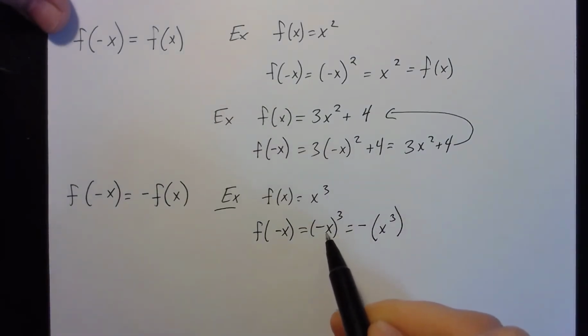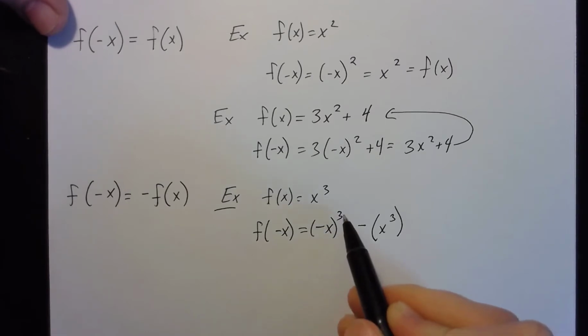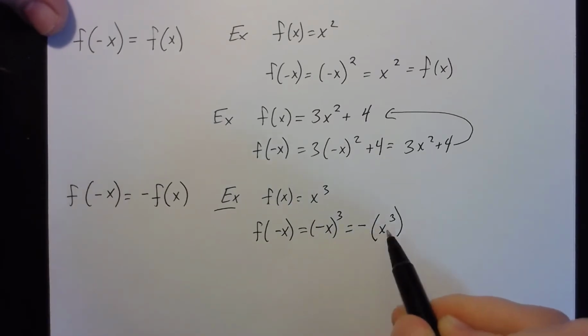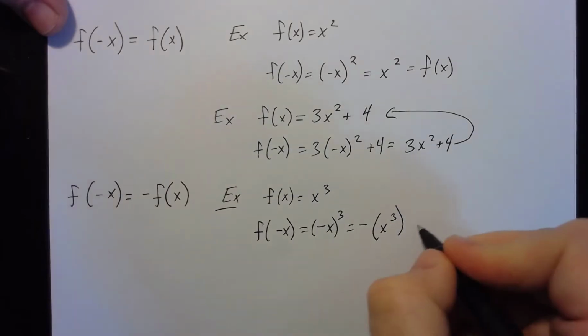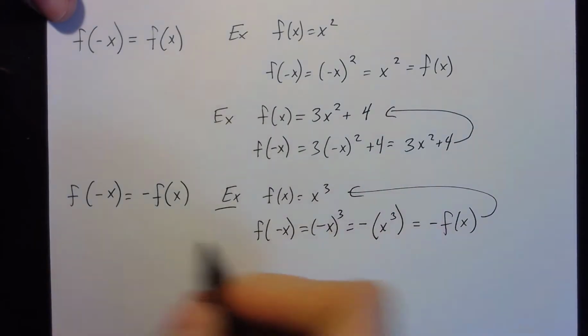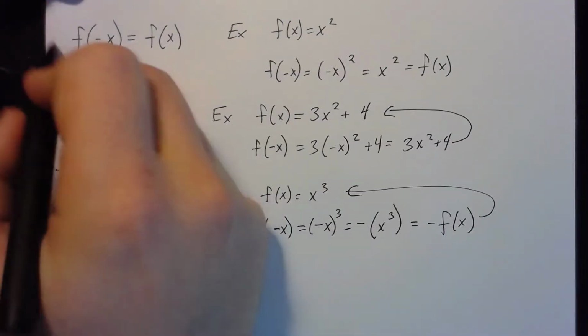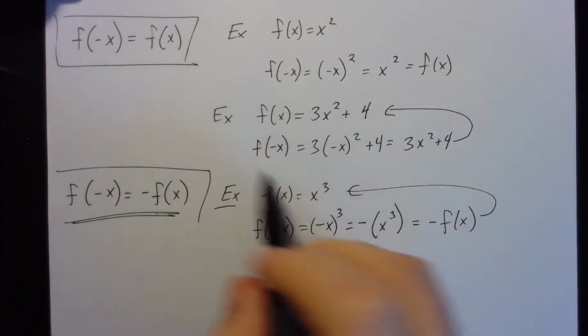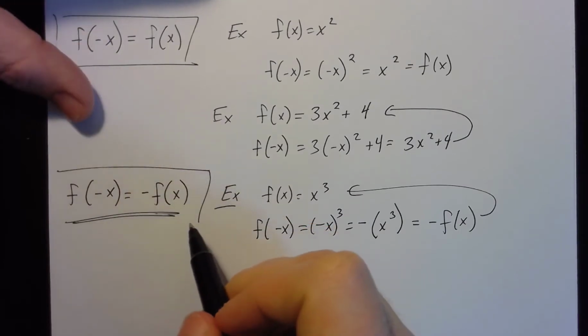Again, notice the difference between the orientation of these particular details: this negative is on the inside of something cubed, and this negative is on the outside, with that x being cubed. This, you'll notice, is a negative of the original function and therefore satisfies that property of being odd. So now we have two very specific properties. We have an even function and we have an odd function.